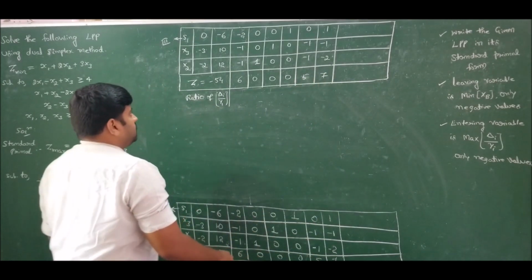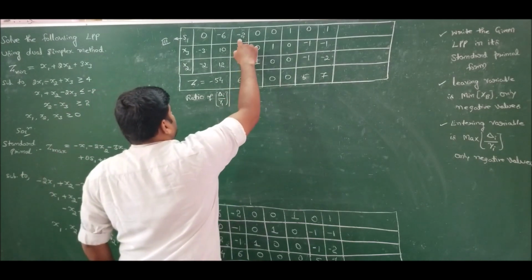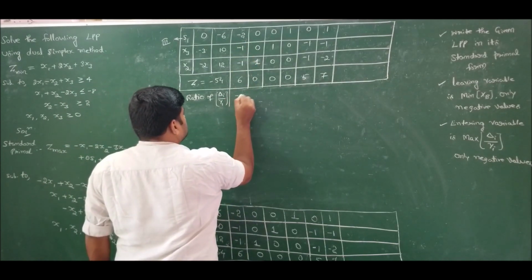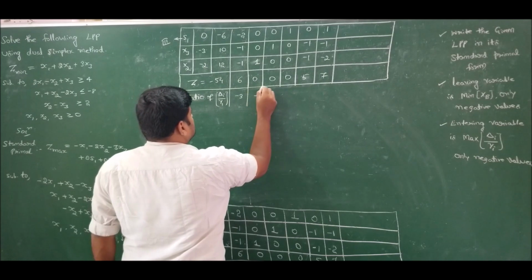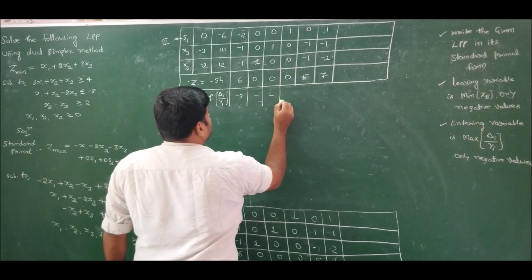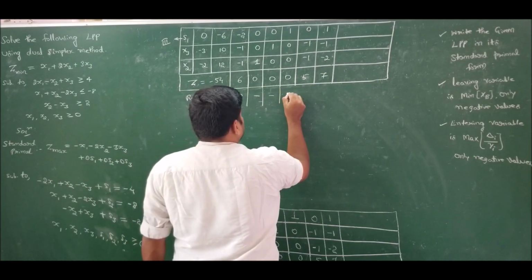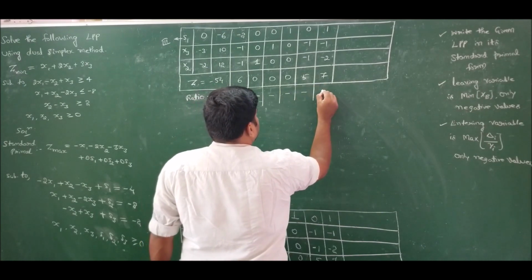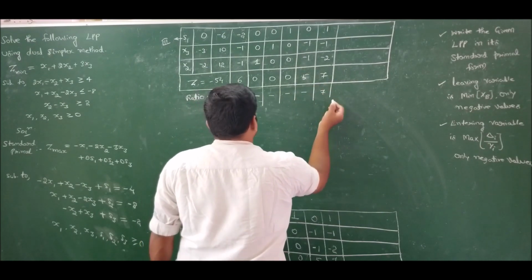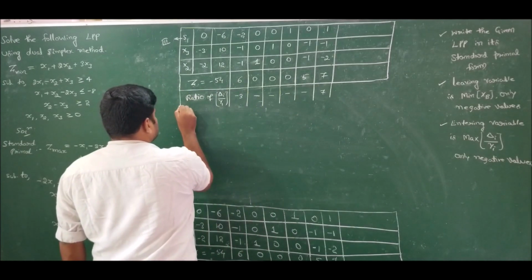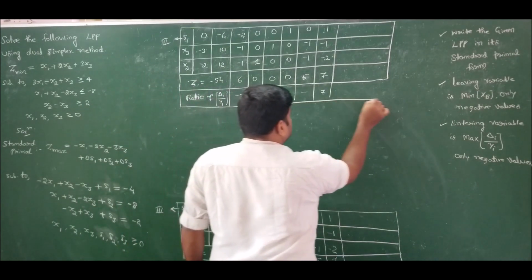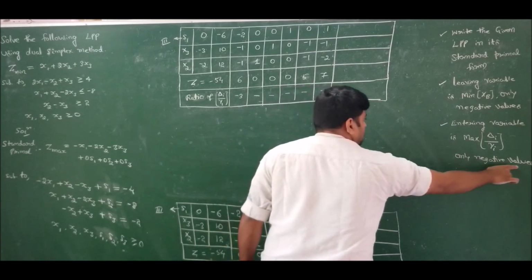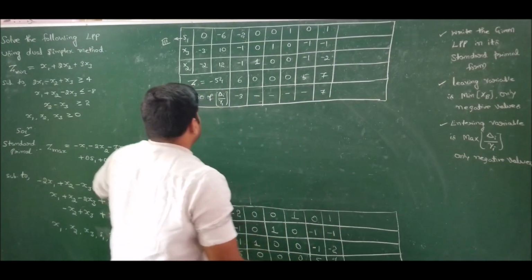Take the ratios. So 6 by -2 is -3. 0 by 0 is infinity, leave it. 0 by 1 is 0, positive, leave it. 5 by 0 is infinity, leave it. 7 by 1 is 7, which is positive, we can leave it, because we should consider only negative values, which I clearly stated, only negative values, delta by y.